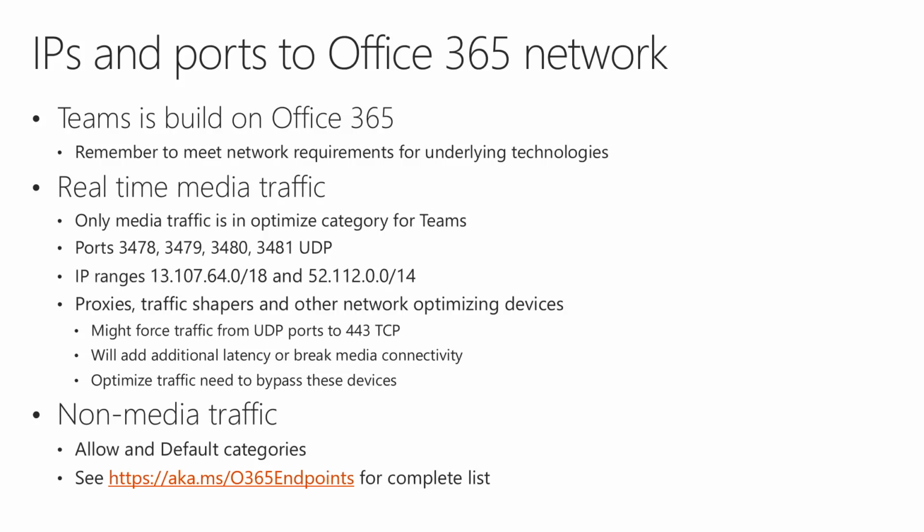connection. It's important that proxies, traffic shapers, other network optimization devices are not in the path of this traffic, because they might be doing things like not allowing the UDP traffic and forcing it to 443 TCP, introducing additional latency or breaking the media connectivity. So all of these devices need to be bypassed for the optimized traffic.